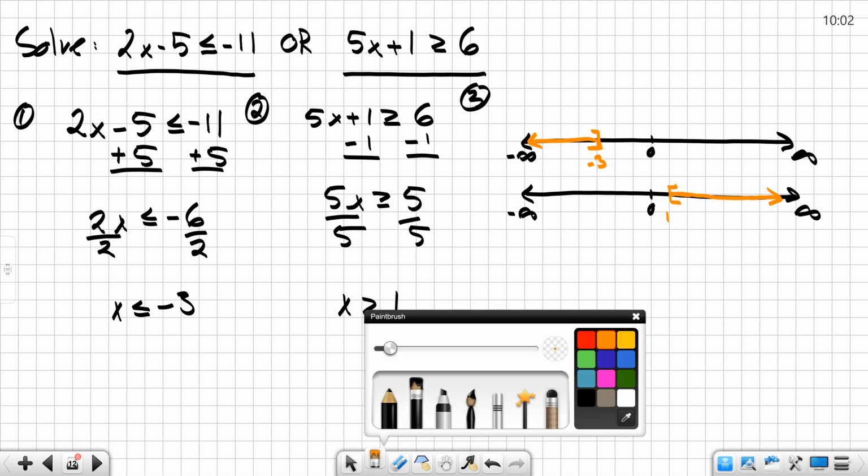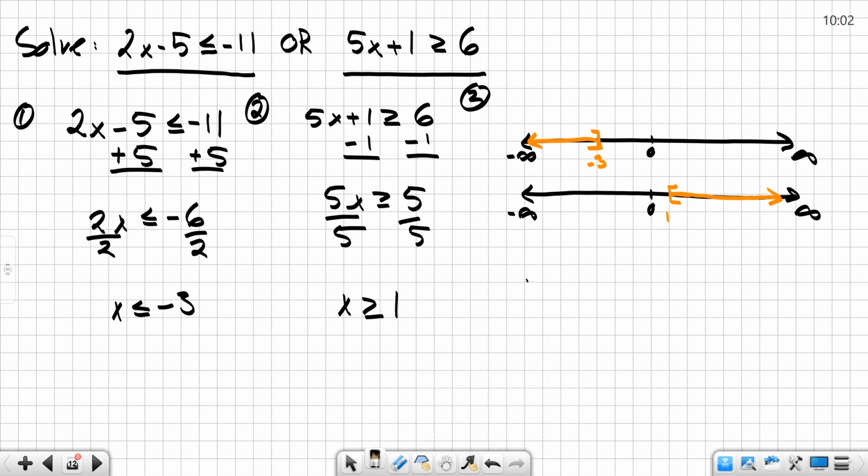And now we are sketching our solution graph. We are now going to smash both graphs together on one. And what will I get? I will get the first one to the left and the right one down here to the right of positive 1. This is what my solution is going to look like.